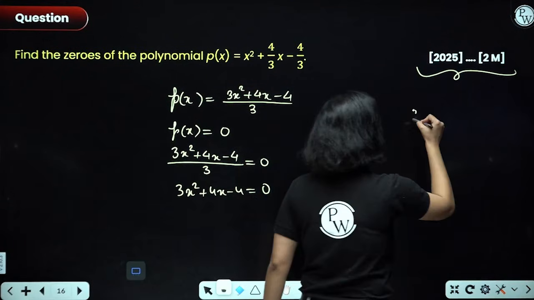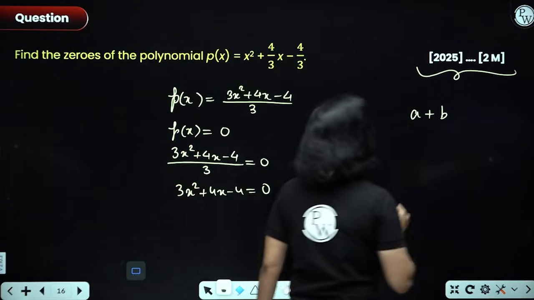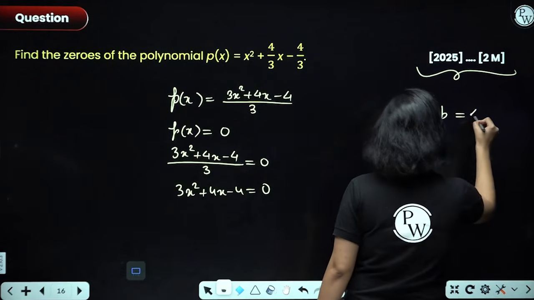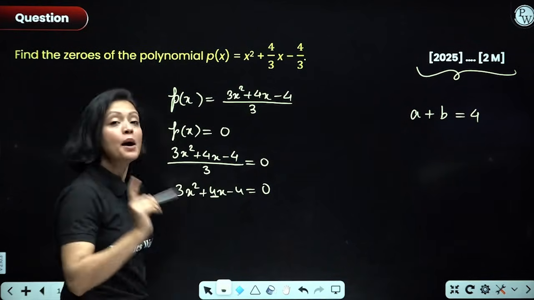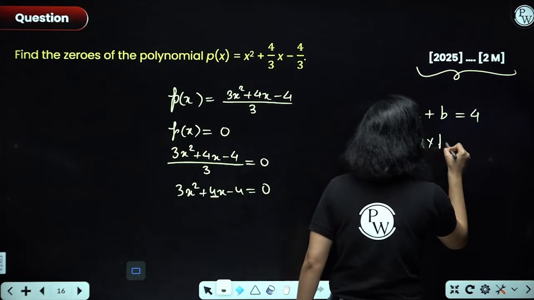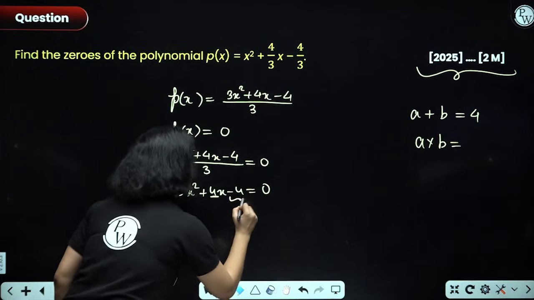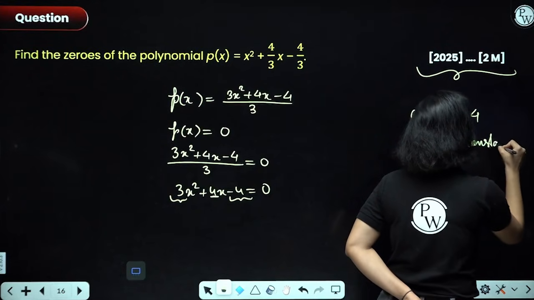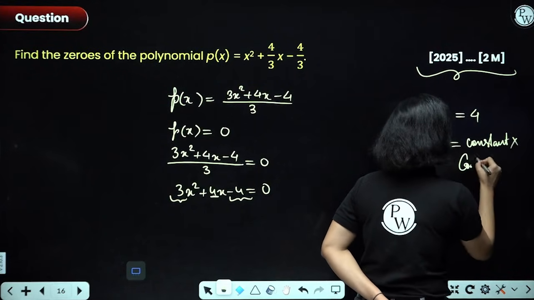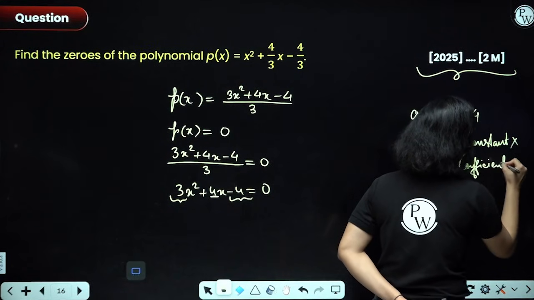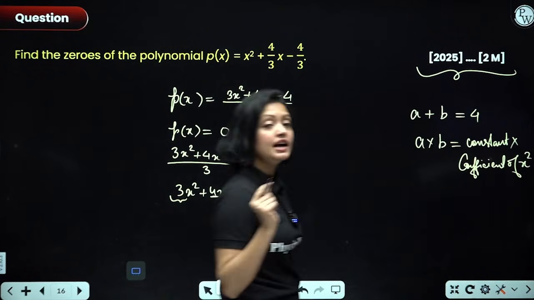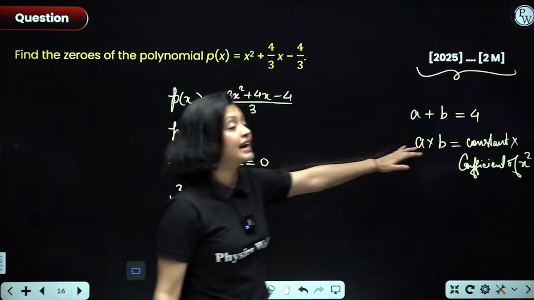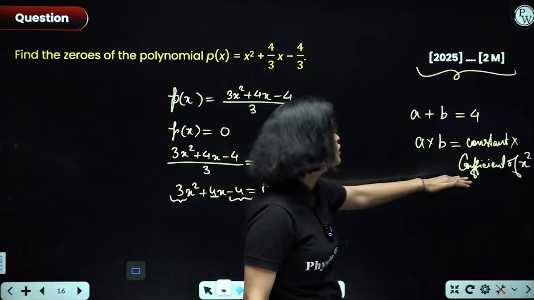You find again two numbers, a and b. The addition of both the numbers should be 4 only, as here. But the multiplication of both the numbers should be the constant into the coefficient of x². I'll write it here. Constant into coefficient of x². Got it? I hope you understood the difference here. Since the coefficient of x² was not 1, when you are writing the product of both the numbers, it should be the constant into the coefficient of x².